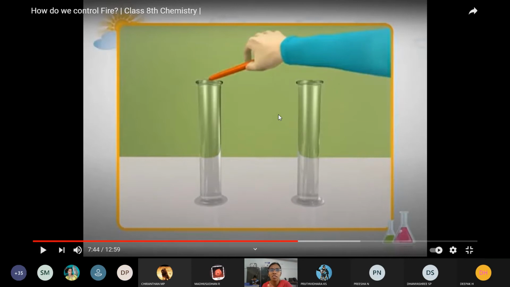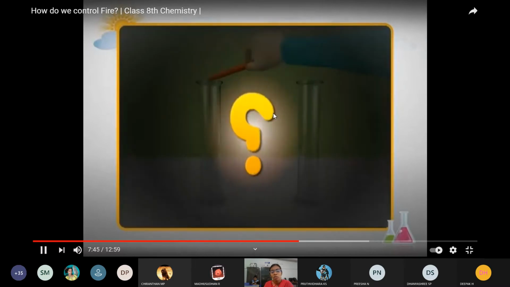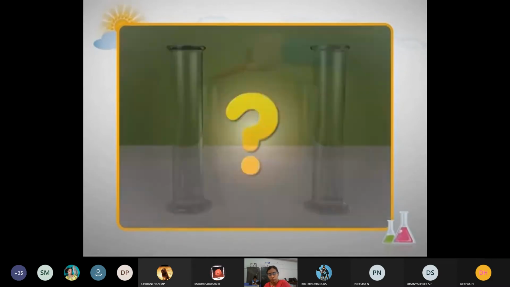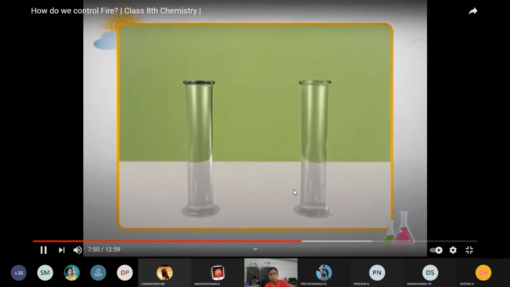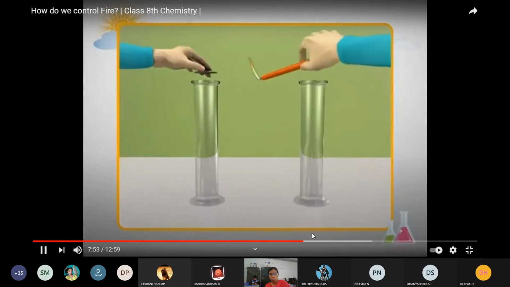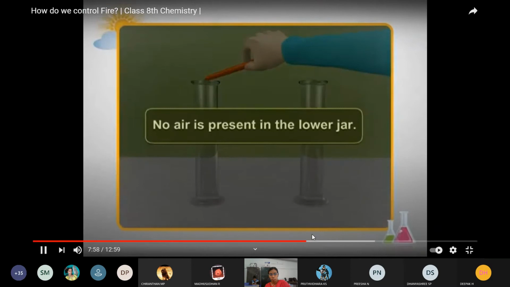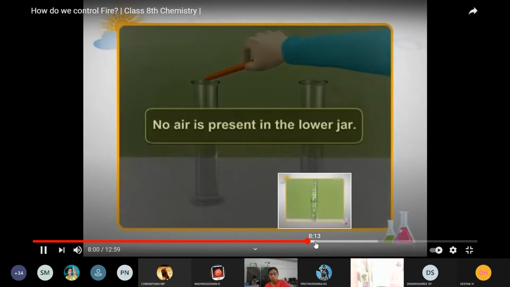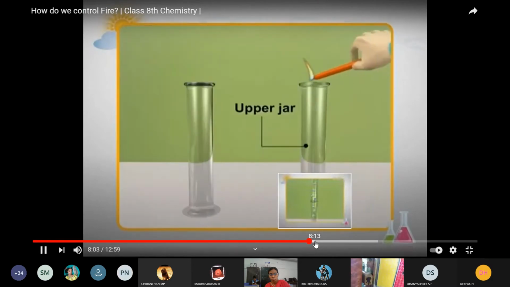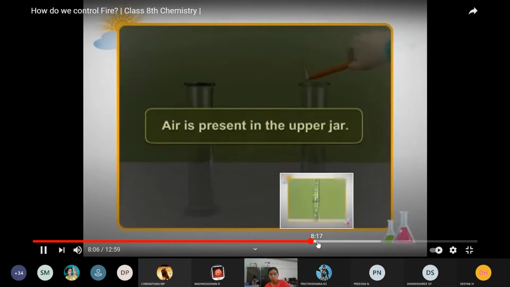So this is the confirmatory test. If the candle puts off without any sound, then it is carbon dioxide. If it puts off with a sound, a pop, then it is hydrogen. But here without sound it is putting off, so it's carbon dioxide. What inferences can you draw from it? Well, you all know that air supports combustion. The extinguishing of candle in the lower jar confirms that the lower jar does not contain any air now, whereas the burning of candle in the upper jar indicates the presence of air in it.